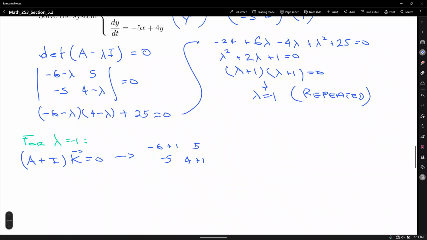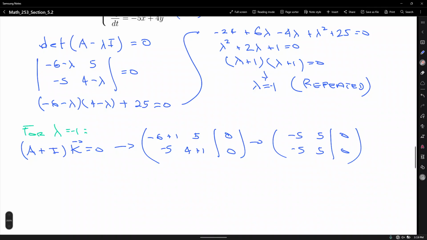And actually, now this is not a determinant. This is going to be an augmented matrix. And this becomes negative 6 plus 1, that is negative 5, 5, 0, and negative 5, 4 plus 1, another 5, and then another 0. Come on, these two rows are exactly the same, right? So we're going to get infinitely many solutions for this system.